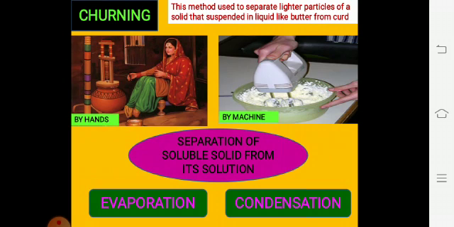Let's move on to the next: separation of a soluble solid from its solution. It's very difficult. How can we separate a completely soluble substance from a mixture or solution? It has its own types. First is evaporation and another one is condensation. Let's discuss.